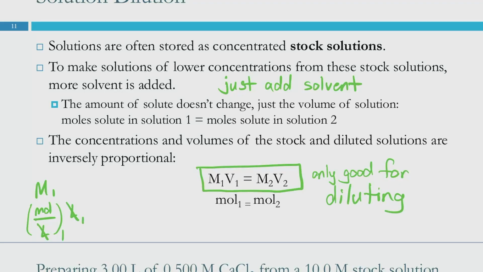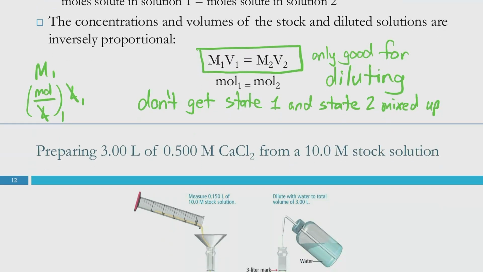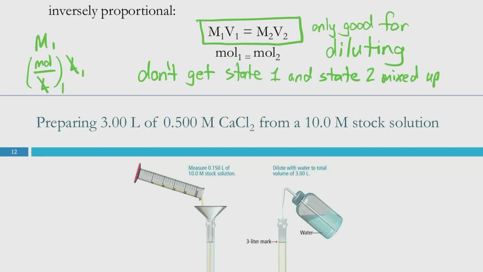These calculations tend to be really easy. The most important part is that you don't get states 1 and 2 mixed up. So make sure that you know which molarity goes with which volume, and you should be fine. And don't use it for anything other than diluting, or it's wrong. Even if it's not technically wrong, if it's a short answer and you use this and it's not a dilution question, I'll mark it wrong. It's one of those things that I'm weird about.